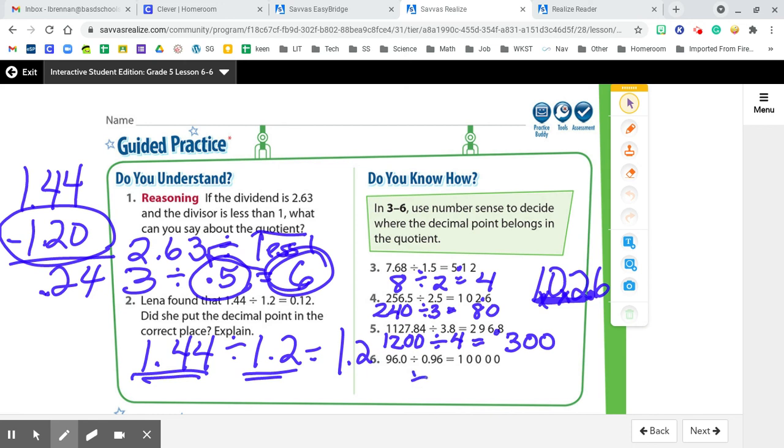And for my last one, round that to 1 and that to 1. So my answer should be around a 1. Oops, wait a minute. That's a 100. So my answer needs to be around a 100. There we go. So my answer will be at the 100.